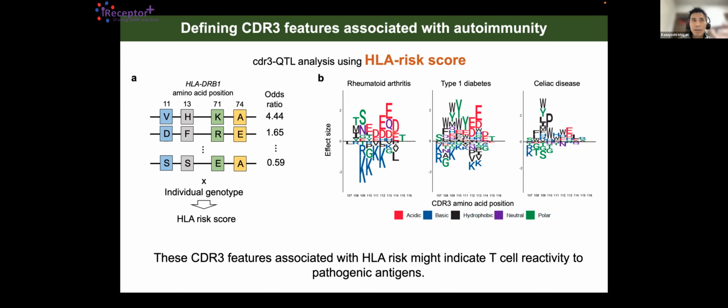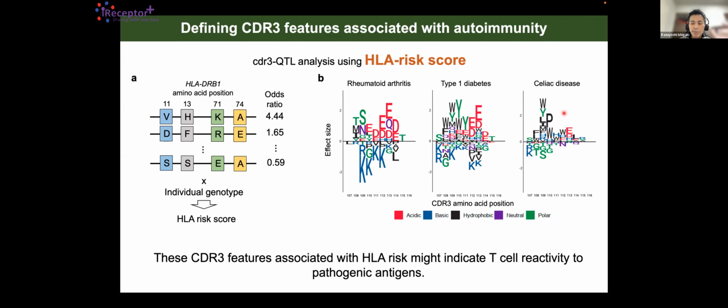The positive effect size in this figure indicates that the total HLA risk of rheumatoid arthritis increases the amino acids at this position of CDR3. So this is consistent with the previous finding: the HLA risk of rheumatoid arthritis increases these acidic, negatively charged amino acids, but decreases positively charged amino acids. And we also conducted almost similar analyses for type 1 diabetes and celiac disease. For type 1 diabetes, we observed similar things. The genetic risk increases acidic and decreases basic amino acids.